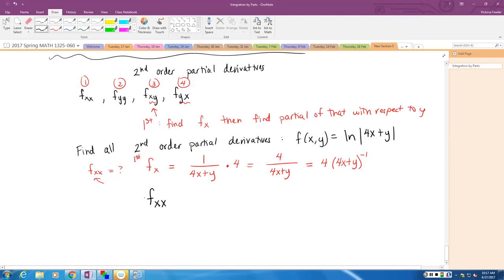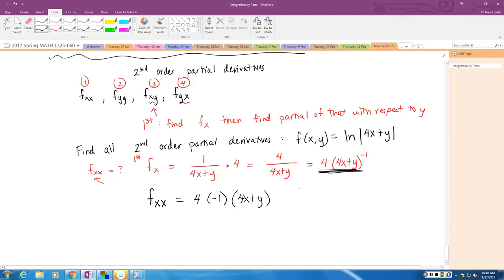I'm going to change color here because now I actually can find the second order partial derivative. Right? So I'm now going to look at this and take the derivative of that with respect to x. So the 4 is going to hang out, right? What do you do next? Bring that negative 1 to the front. It's chain rule, isn't it?